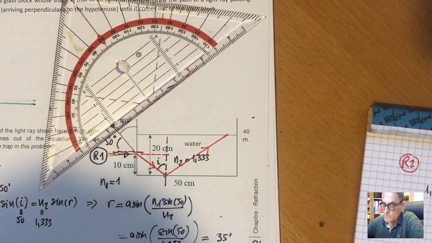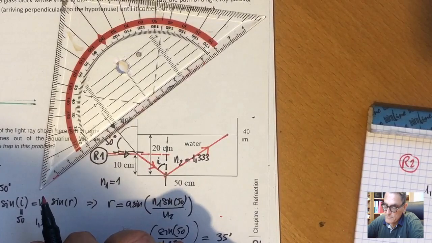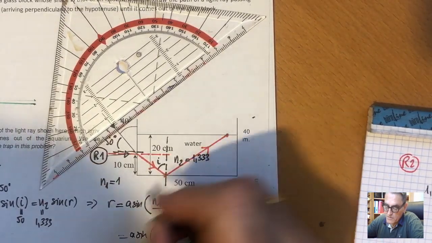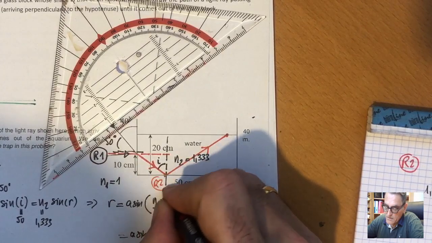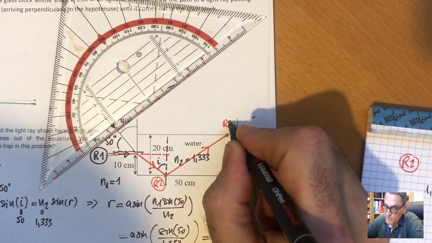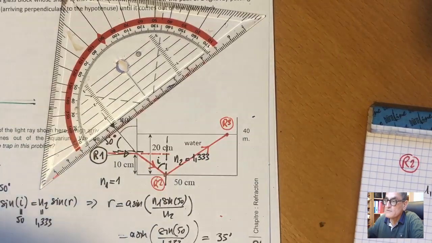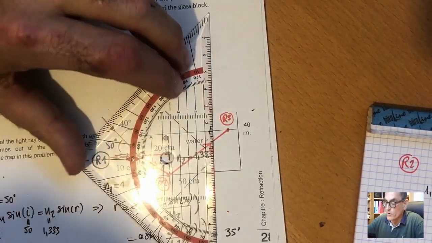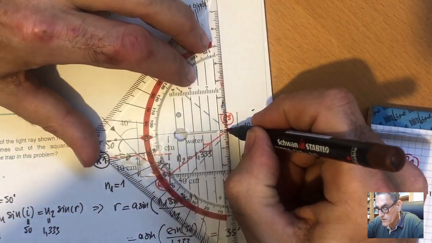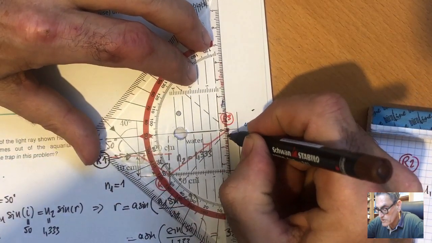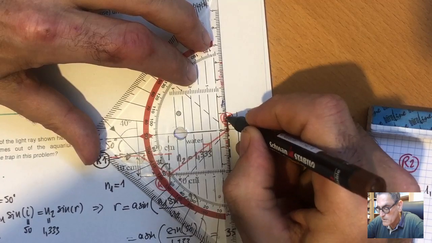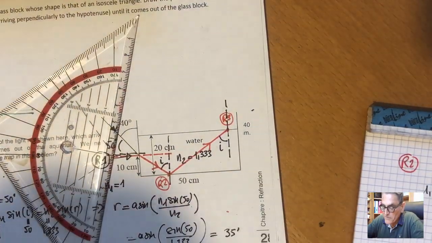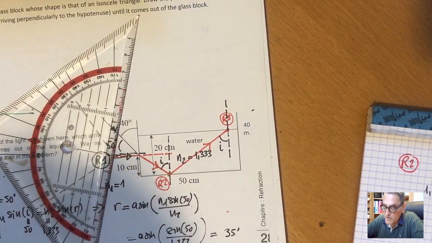And now what do we do? What's happening here? Here we have another refraction which I shall call R3. Okay? And we are going to compute R3. Where is the normal for this refraction? The normal is here. And where is the angle of incidence? It's here, right? So what is this angle? What do you think?